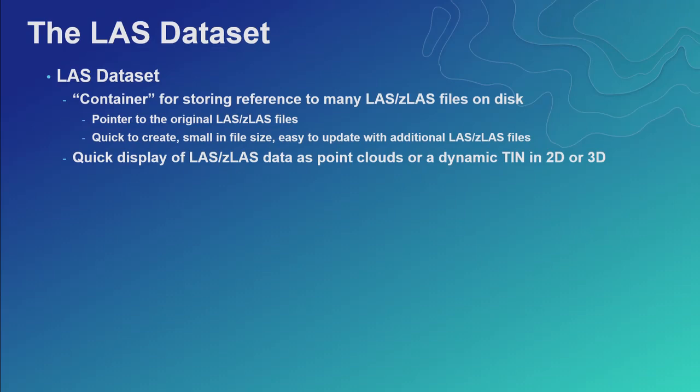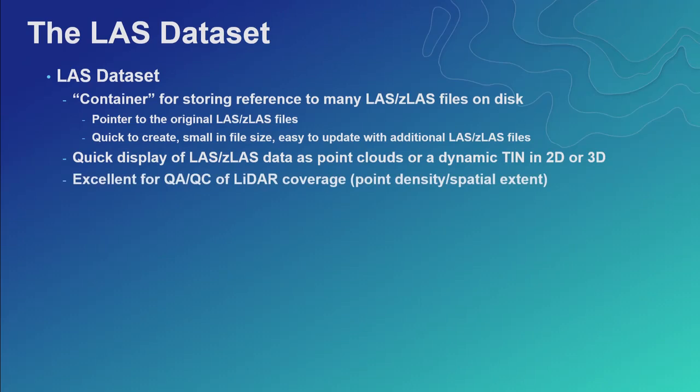The LAS data set's great for QA, QC of your LiDAR coverage. It puts it into what looks like a layer of footprints, sort of evenly sized tiles. And you could go in and take a look at, well, is this area sampled more densely? Are we missing values here? Do we potentially have outlier values?